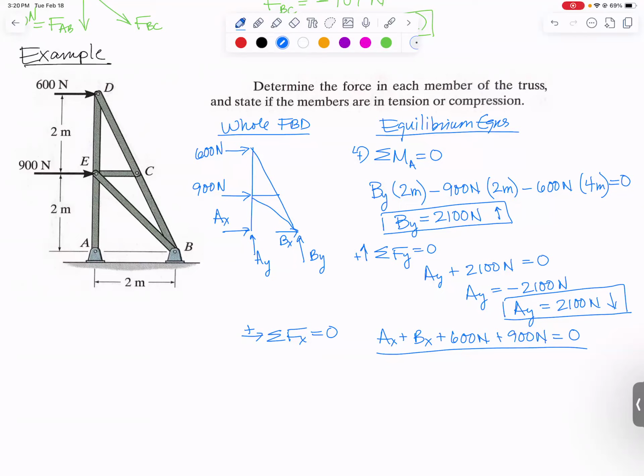We need to start picking joints to solve. And as I've mentioned before, you want to pick a joint that has very little going on. Joint E would be a very bad choice to start this problem because it's got 1, 2, 3, 4 members.